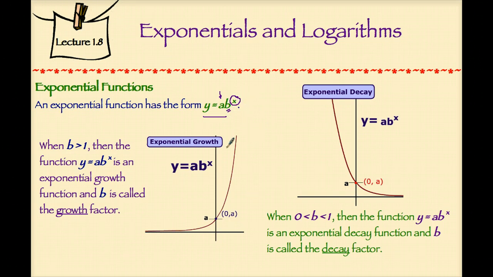There are exponential growth functions and exponential decay functions. The difference between these two is determined by what b is. If b is greater than 1, then the function y equals ab to the x is an exponential growth function, and in this case b is called the growth factor. When b is between 0 and 1, then the function y equals ab to the x is an exponential decay function, and in this case b is called the decay factor.